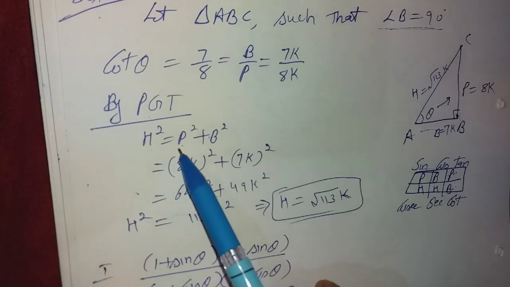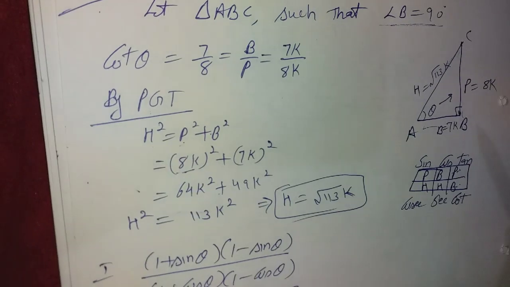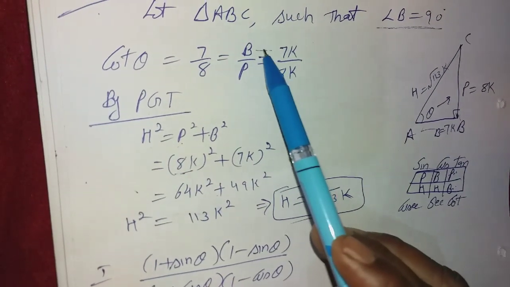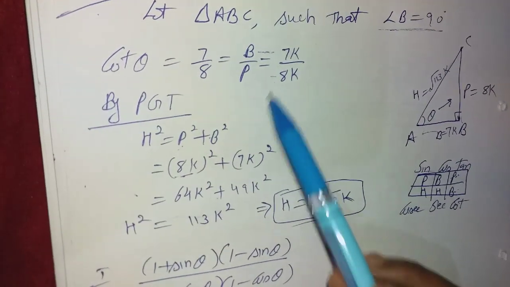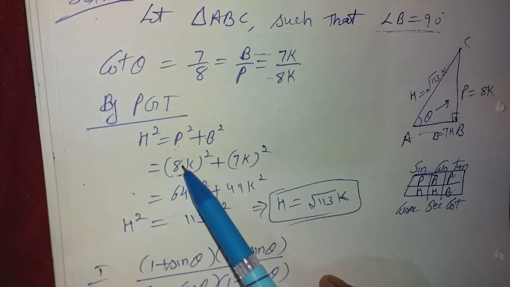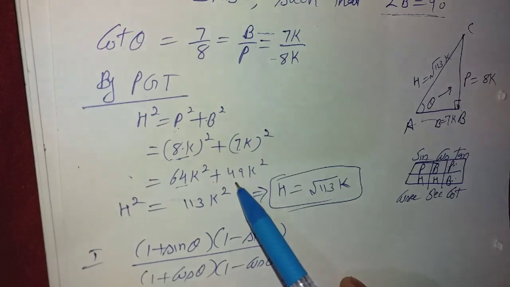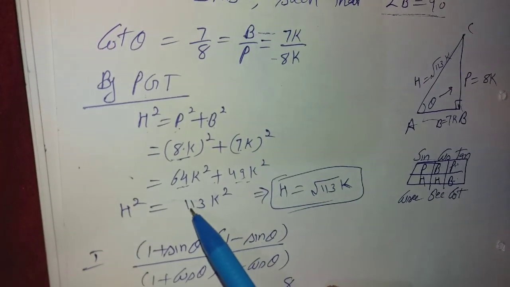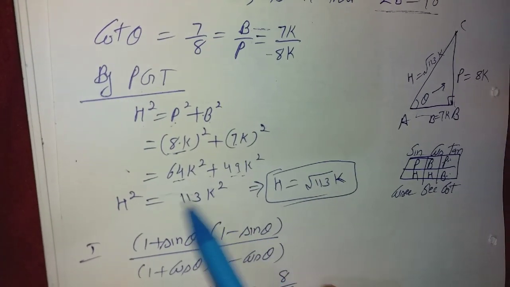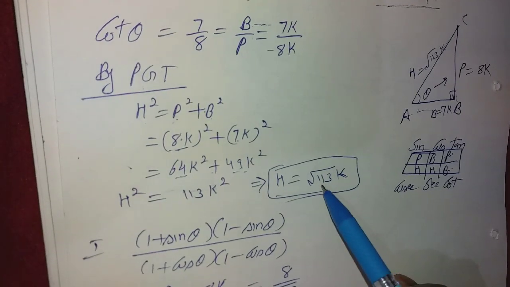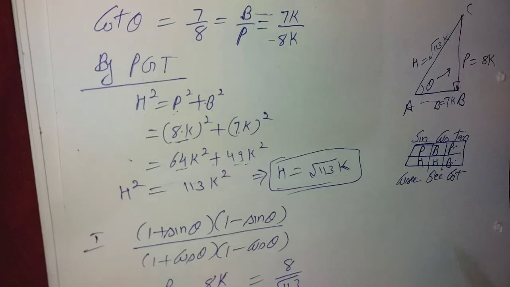According to this, base is 7k, p is 8k. So put here p and b. Square of 8 is 64, square of 7 is 49k square. After adding you will get 113k square. So the value of h is under root 113k.